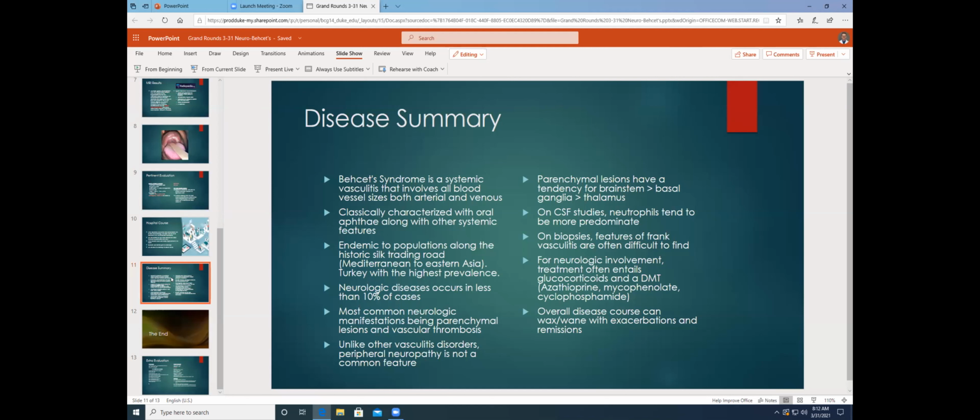And for neurologic involvement, treatment tends to be more aggressive, with glucocorticoids and a disease-modifying agent of choice, whether azathioprine, mycophenolate, or cyclophosphamide. And overall, with neurologic complications, the course tends to wax and wane, and exacerbations or remissions can happen.